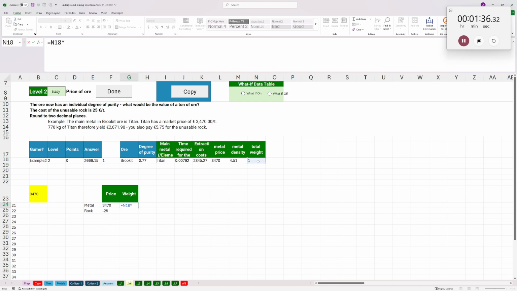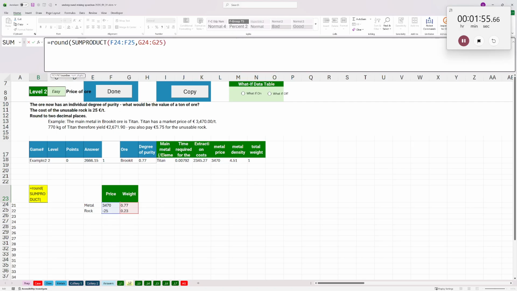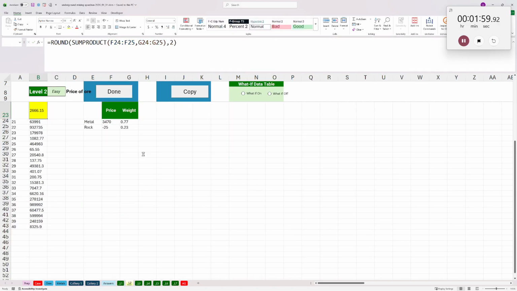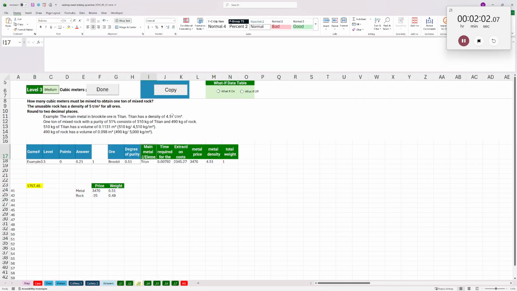So, this times this and this times 1 minus this is the weight of each component. And then the value of the whole thing is some product of the price and the weight. And this has to get rounded to 2 digits.